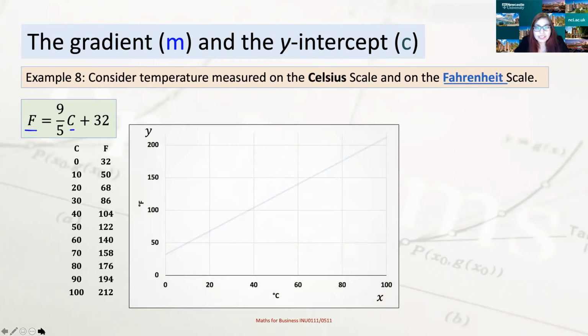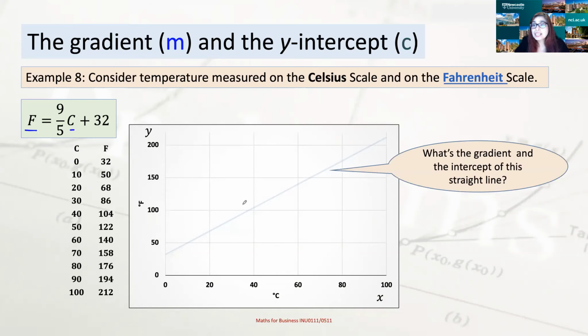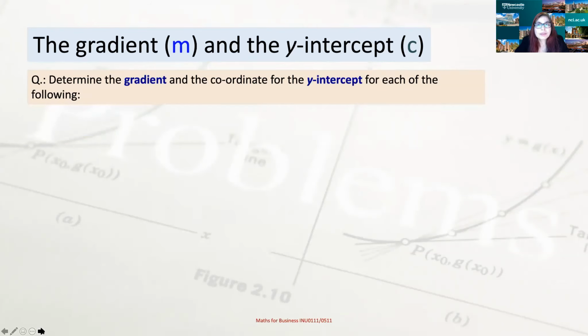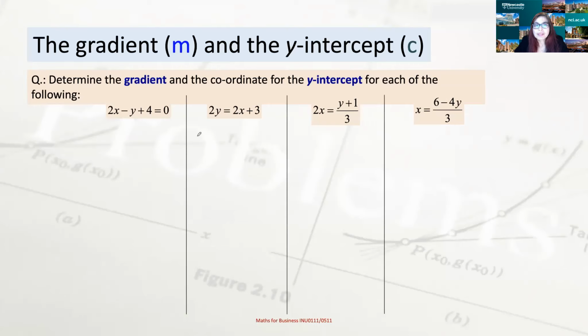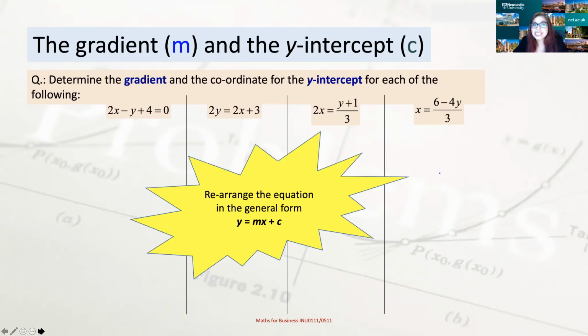So I get a plot of it and I'm here drawing a plot for you guys. I used Excel to do it. Now what I want you to do is find the gradient and the intercept of this straight line. Okay, well done. Now let me give you some more problems. I have given you some problems here. I want you to find the gradient and the intercept for these equations. First step, what is the first step? Rearrange the equation in the general form y is equal to mx plus c. Well done, guys.